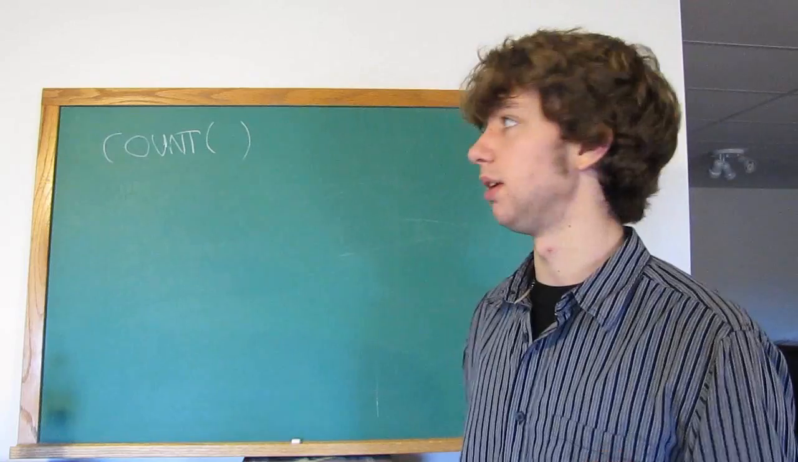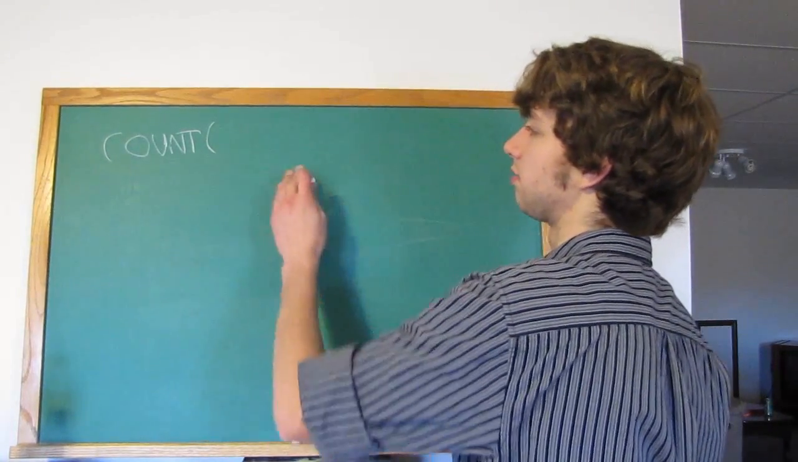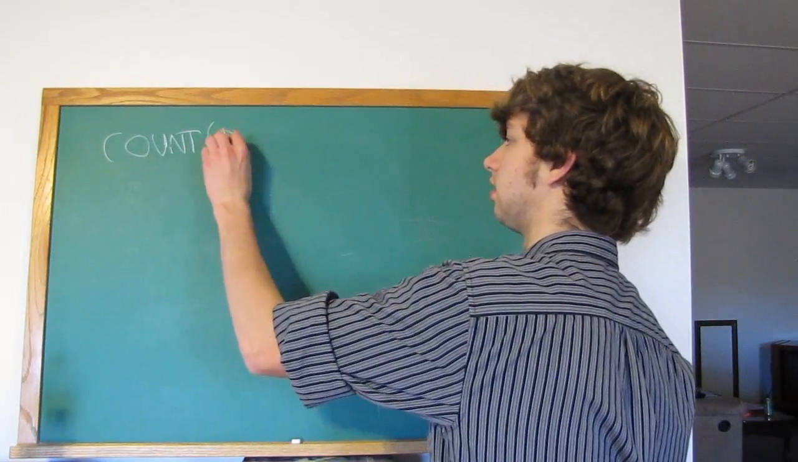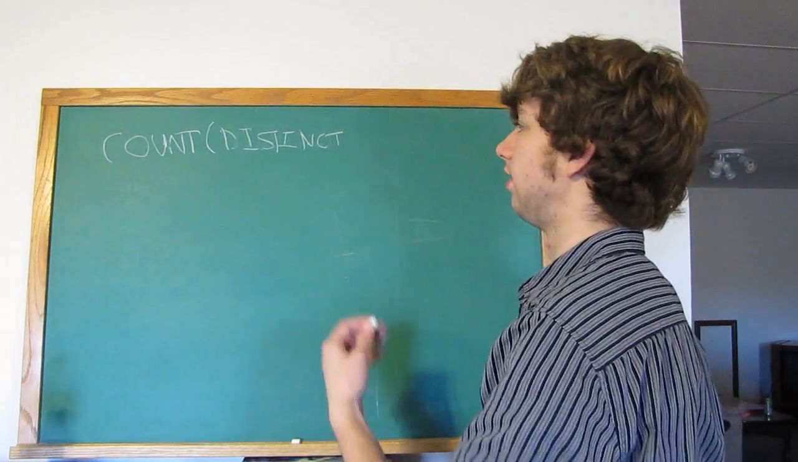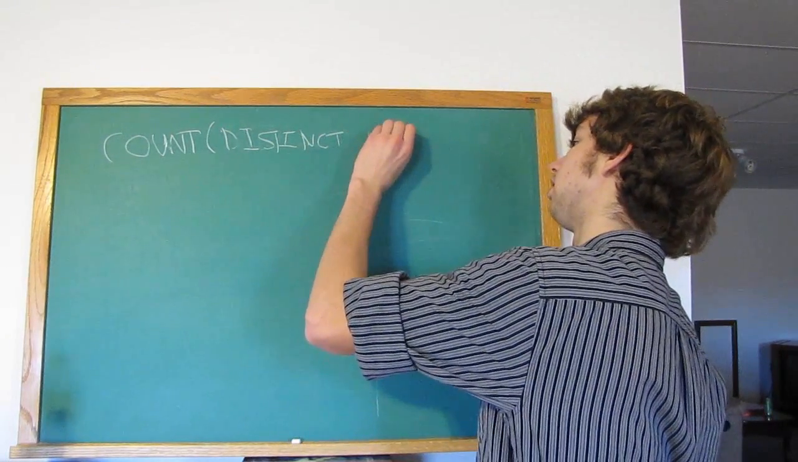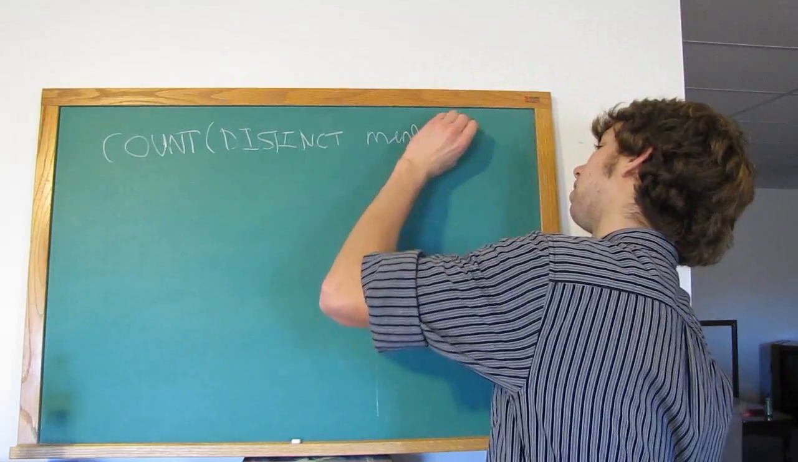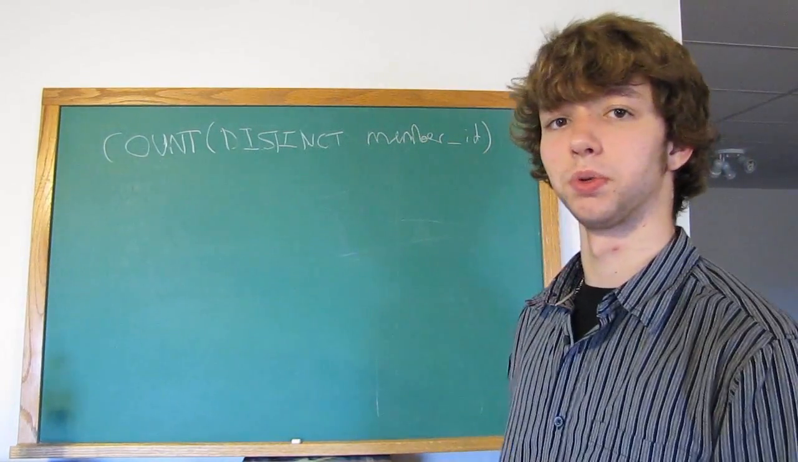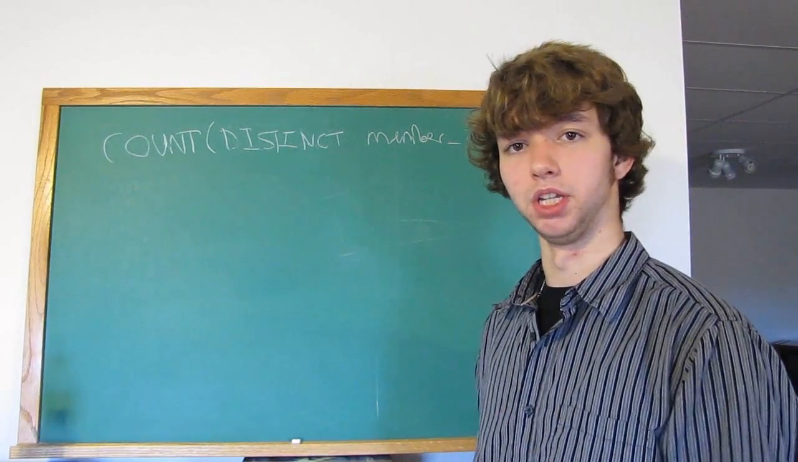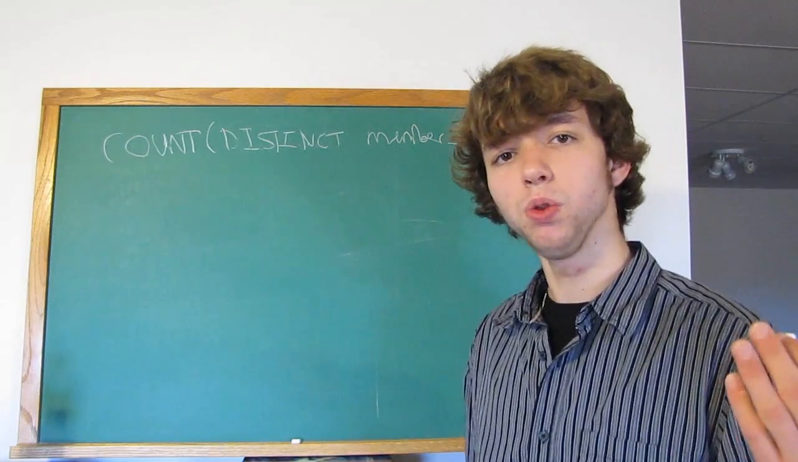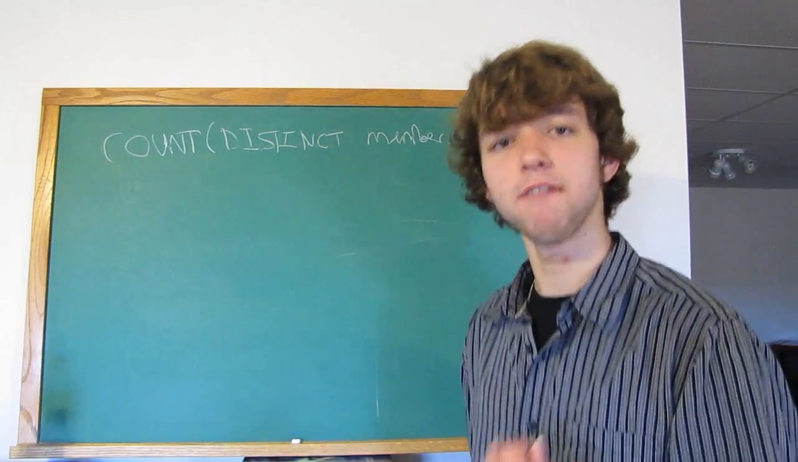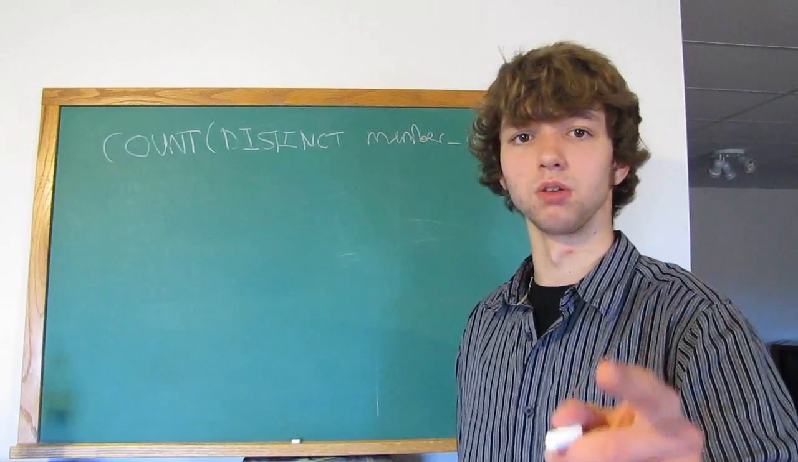But if instead of putting member ID, you put distinct and then you put member ID, then it's only going to count ones that are not repeated. Now, you're saying, holy cow, I thought primary keys weren't ever supposed to repeat. Yes, you are right. Good.